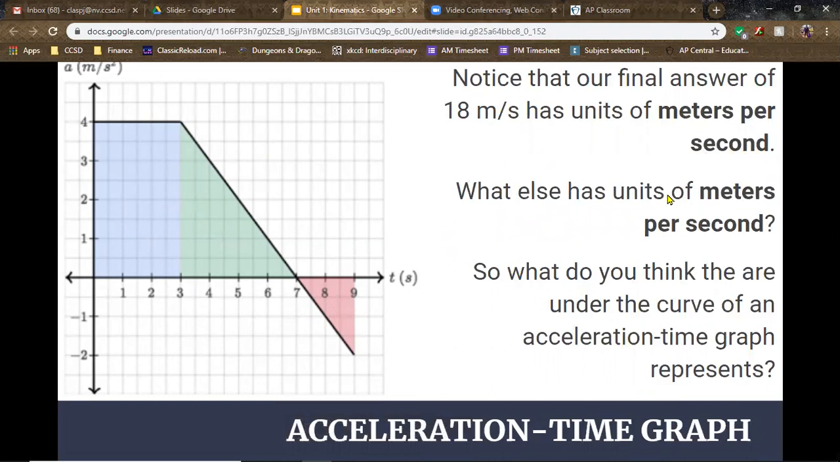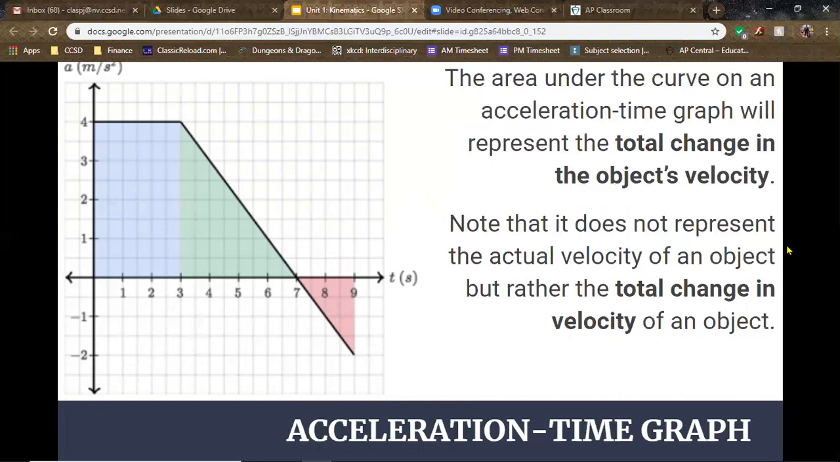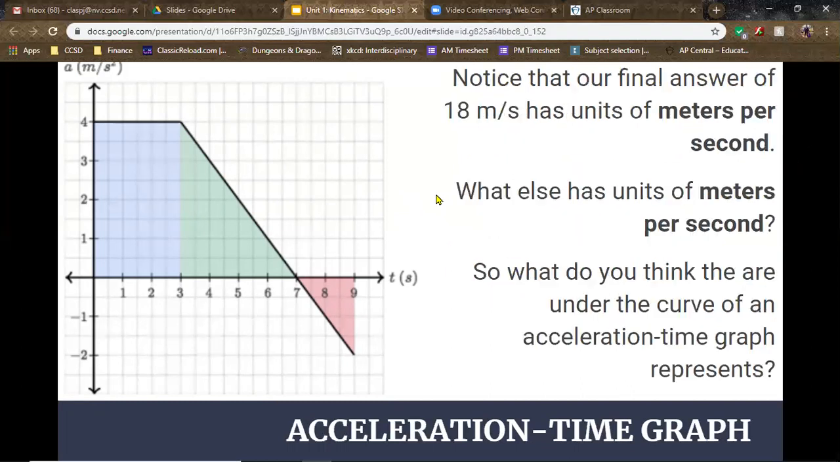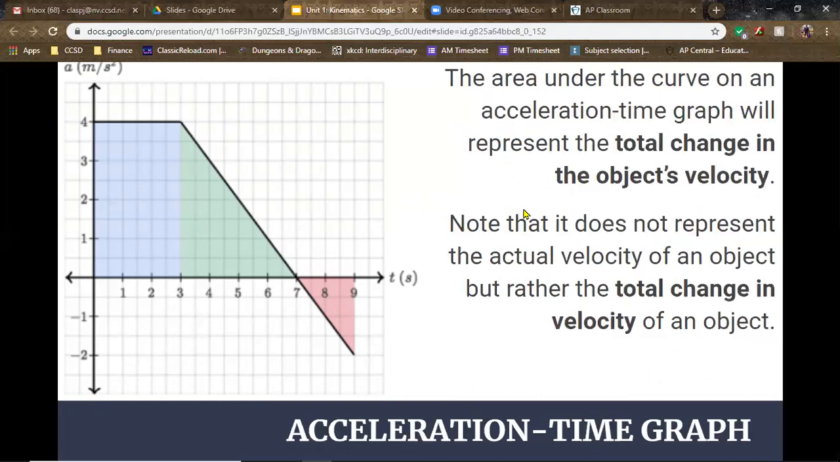The area under the curve on an acceleration time graph represents the total change in the object's velocity. Please keep in mind, it does not represent the actual velocity. So the actual velocity of this object is not necessarily going to be 18 meters per second. All this tells me is that it has changed by 18 meters per second.